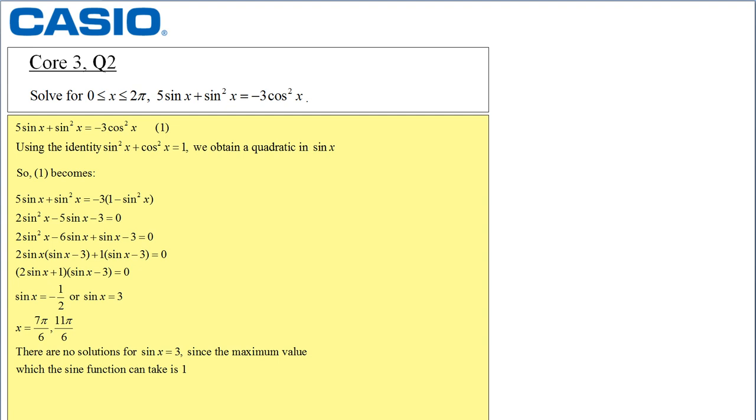In question 9, I use the identity sin squared x plus cos squared x equals 1 to obtain a quadratic in sin x. This quadratic factorised, and eventually I was left with the solutions x equals 7 pi by 6 or x equals 11 pi by 6. Both of these solutions, of course, are in radians. Let's see if I can use the Casio graphical calculator to confirm these results.